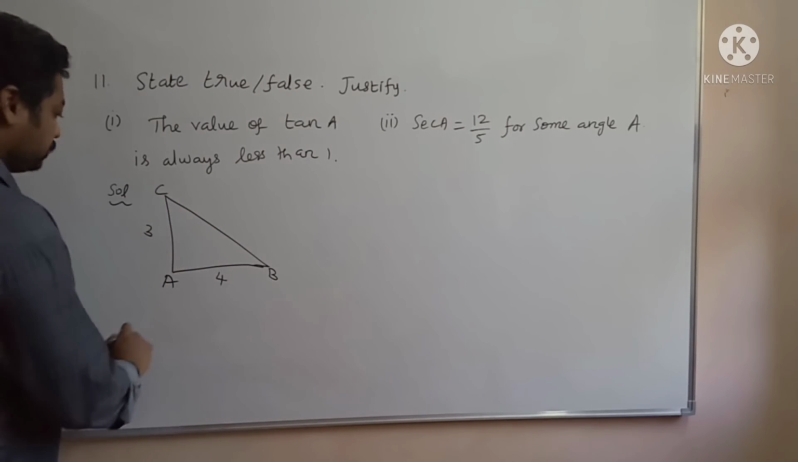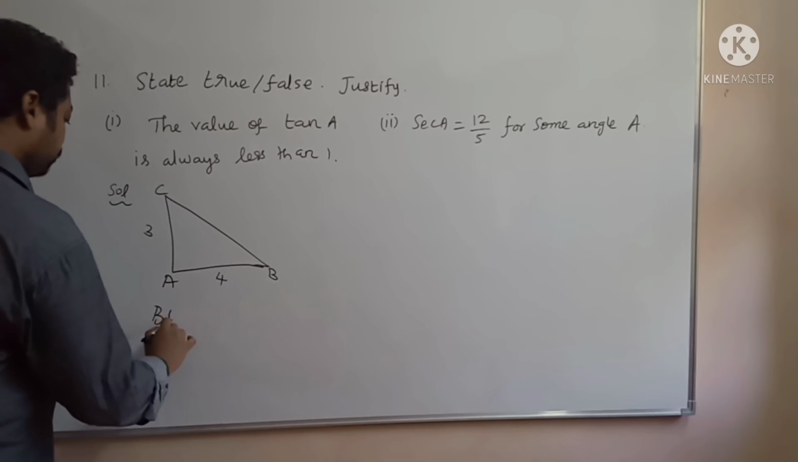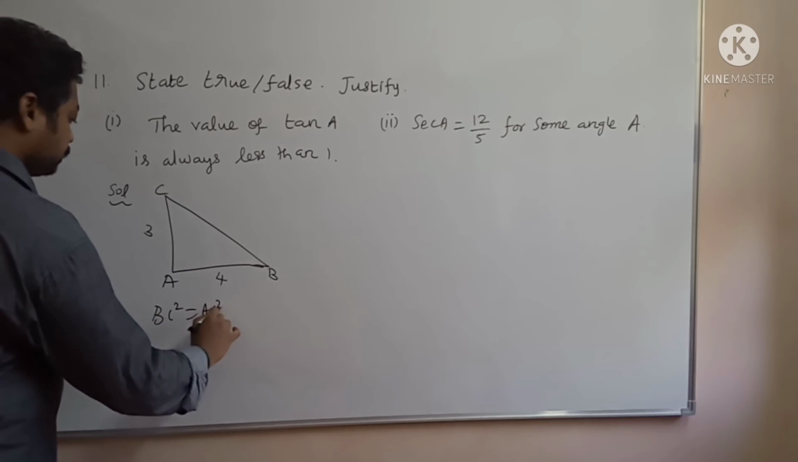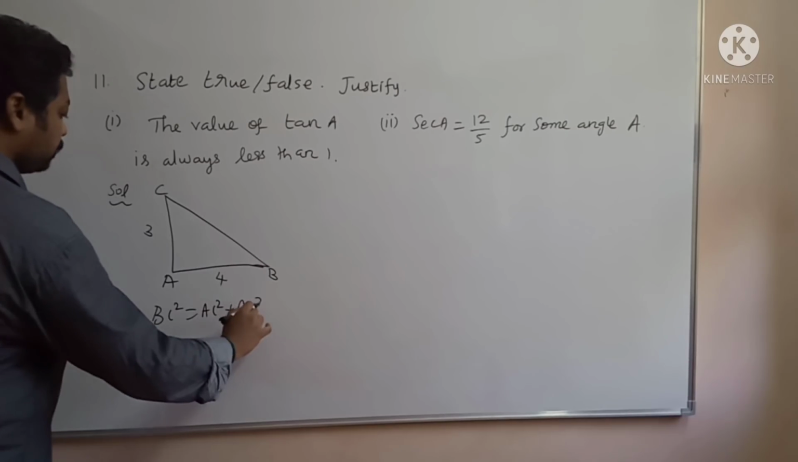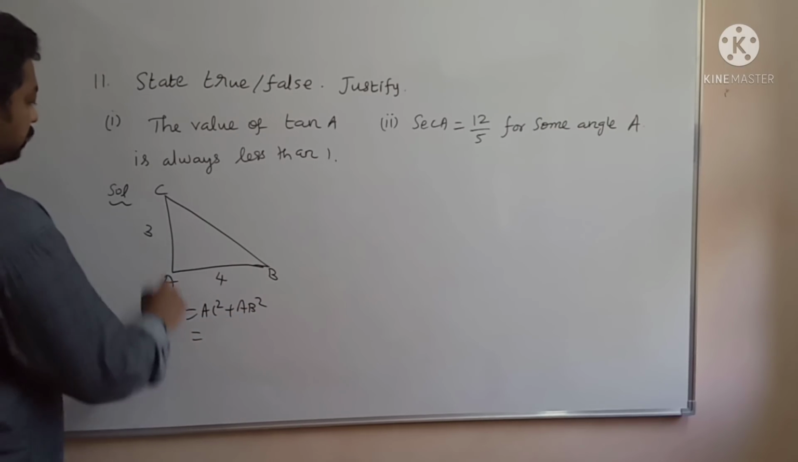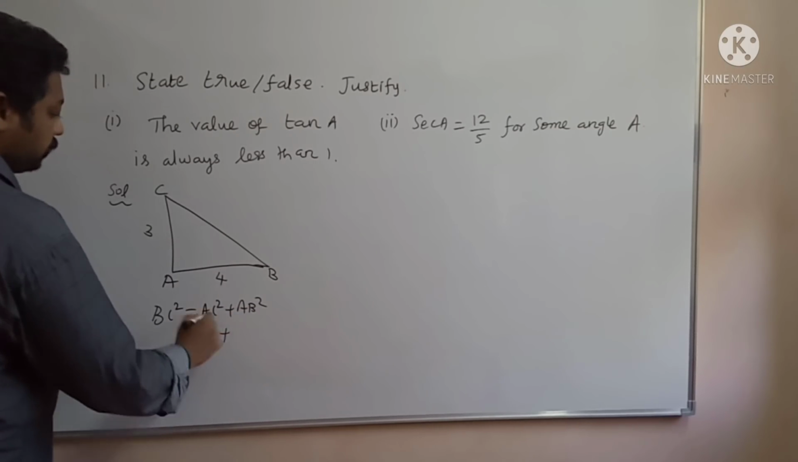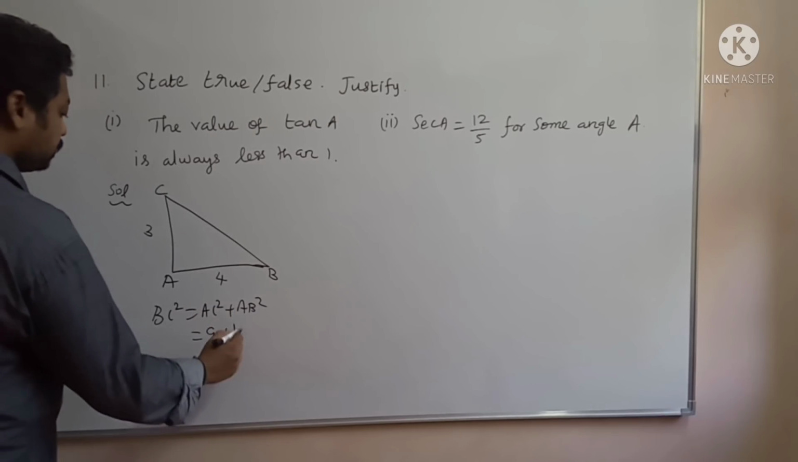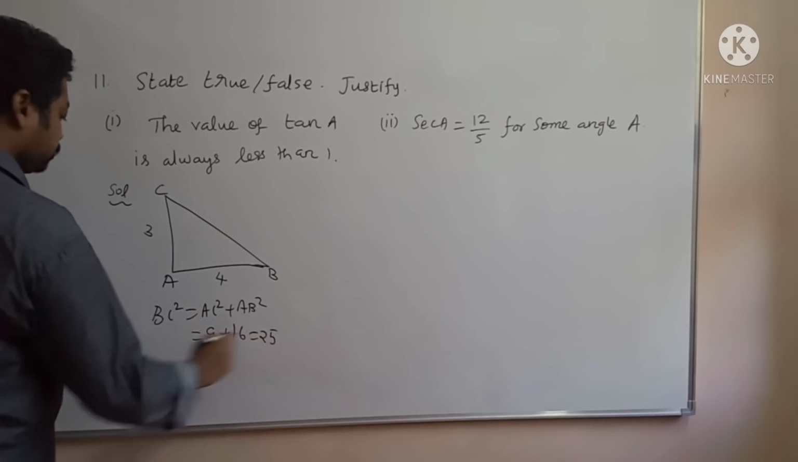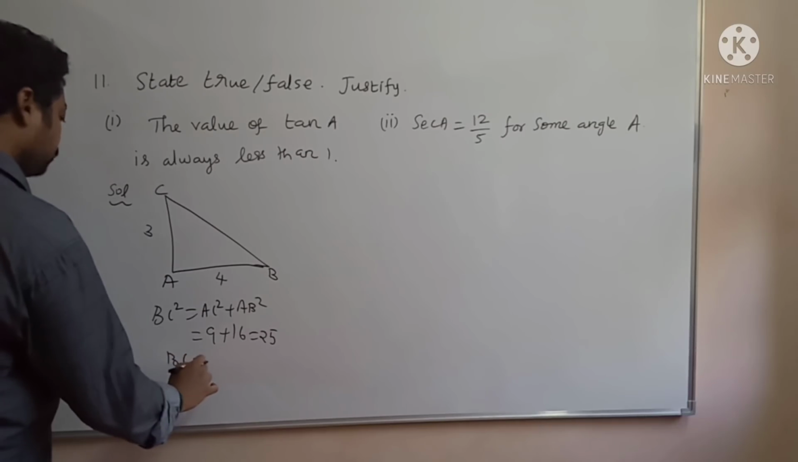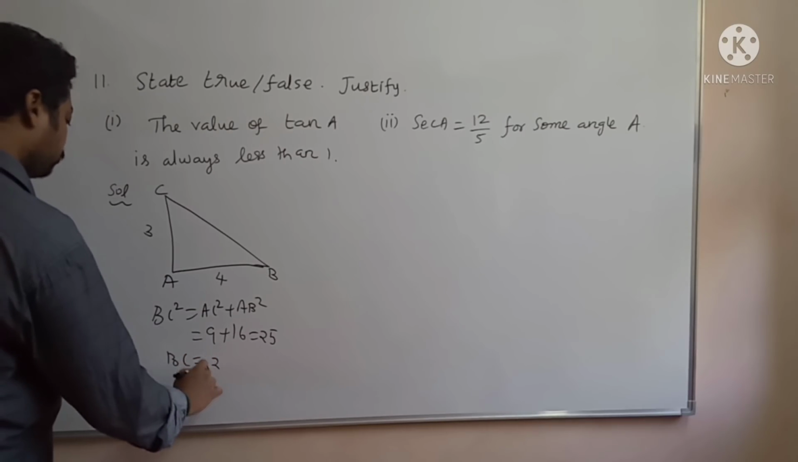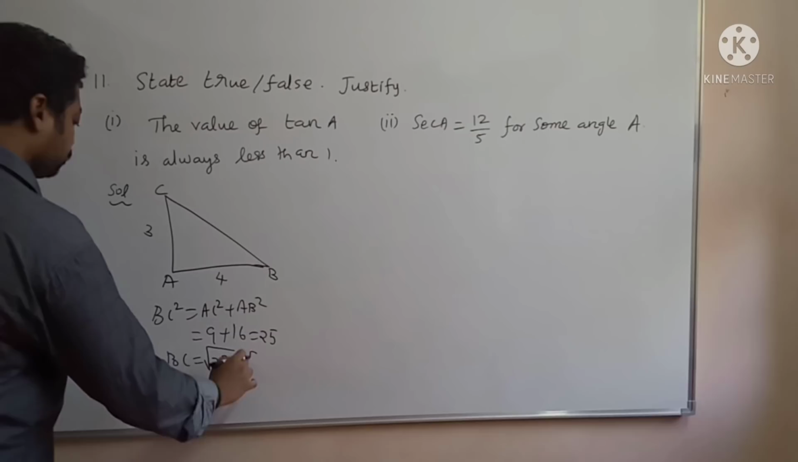By Pythagoras theorem, BC square is equal to AC square plus AB square. AC square is 9, AB square is 16, that is equal to 25. So what is BC? BC is square root of 25, that is equal to 5.